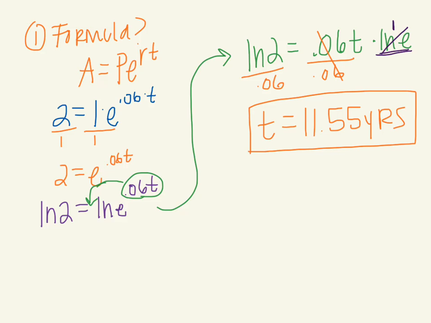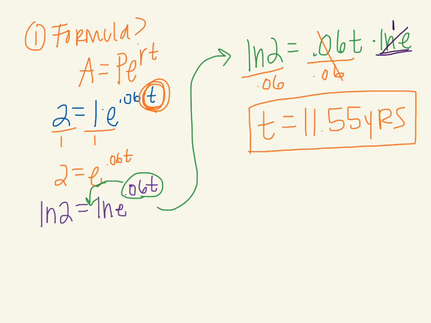Okay, and you can always go back and double check. You could always take 11.55 and plug it in for t here and make sure that you actually get 2 on the other side. Just keep in mind 11.55 is rounded, so it's an approximate value. So you might not get exactly 2 when you type it back in, but it should be really, really close.